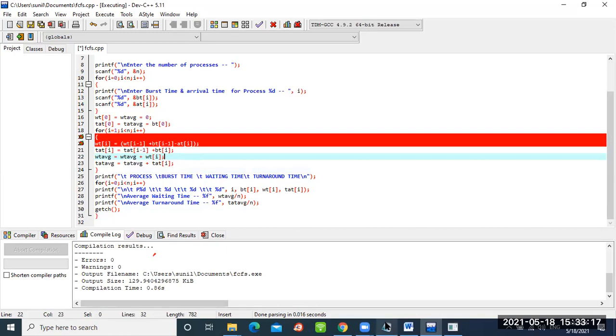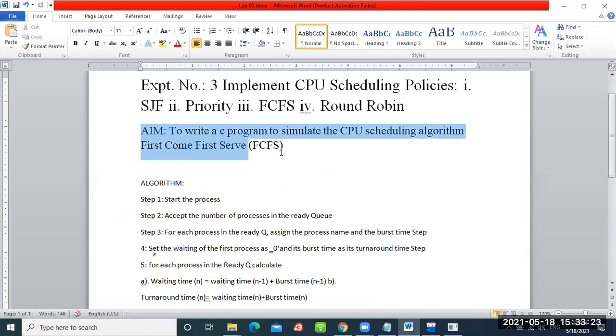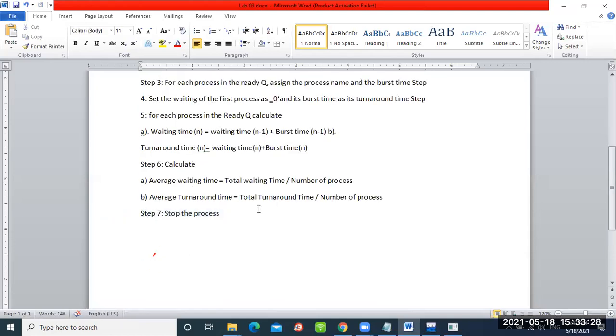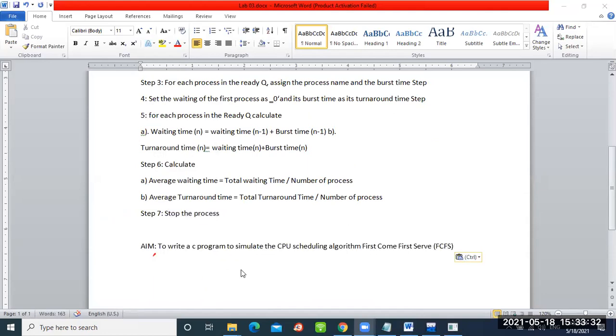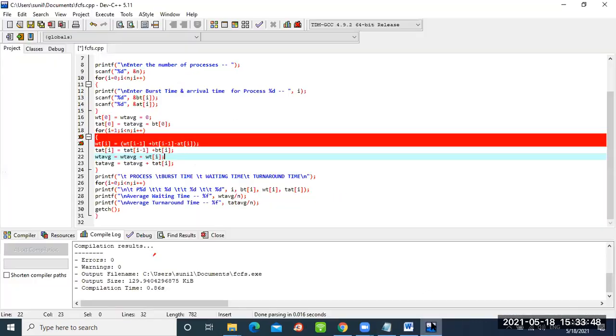Okay, so now let's move to the second part. The second part of the question will be the same. Now you have to implement the scheduling algorithm for SJF. SJF stands for shortest job first.